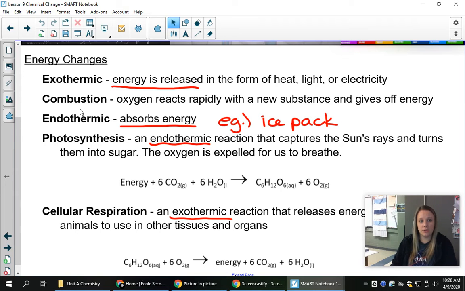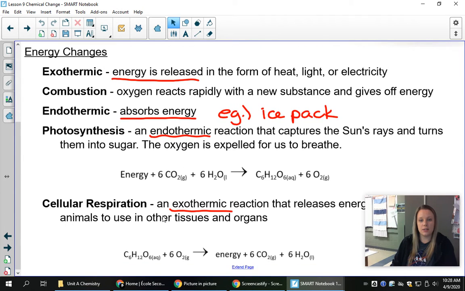Combustion is another energy change. This is what powers things like our vehicles. We're going to study combustion reactions later on in much more detail. Photosynthesis and cellular respiration both happen in plants. Photosynthesis is an example of an endothermic reaction, and cellular respiration is exothermic. You study these two reactions in detail in Bio 20 next year.